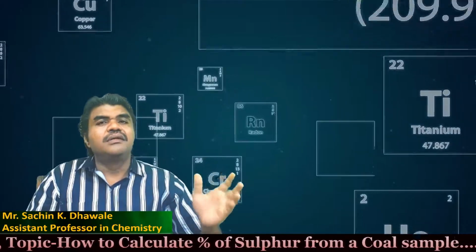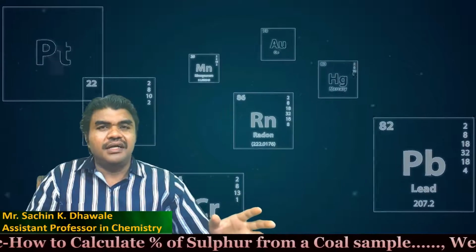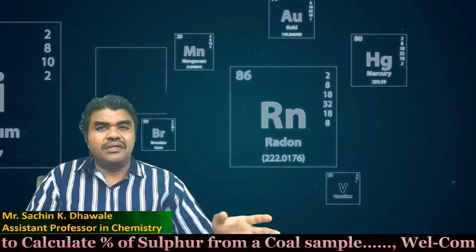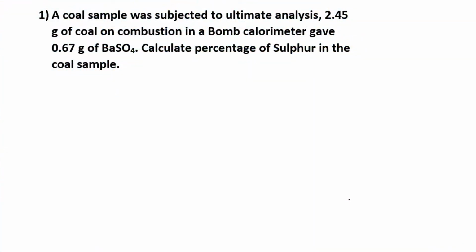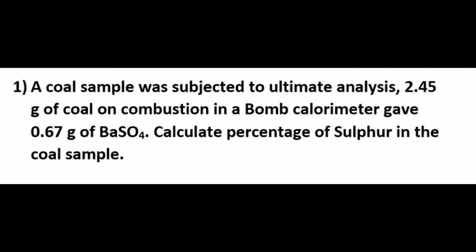Start with the first numerical related to calculation of percentage of sulfur from a coal sample. The numerical is: a coal sample was subjected to ultimate analysis. 2.45 gram of coal on combustion in a bomb calorimeter gives 0.67 gram of barium sulfate. Calculate the percentage of sulfur in the coal sample. So this is the numerical.